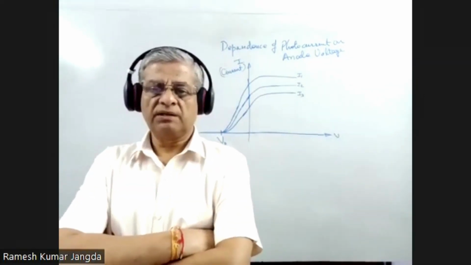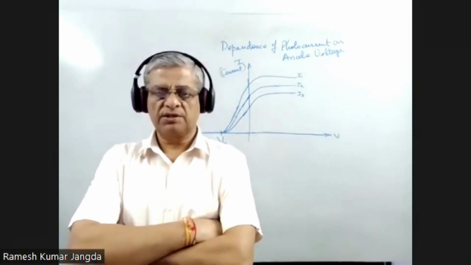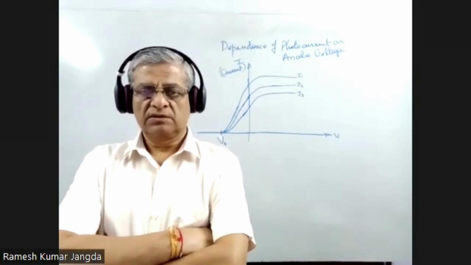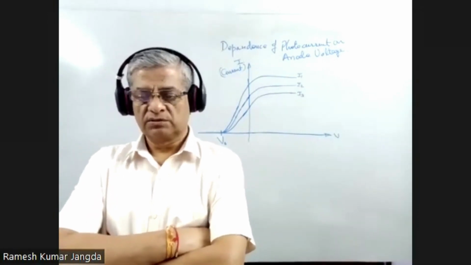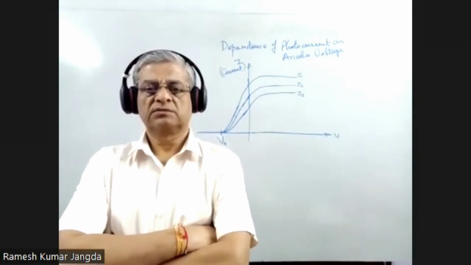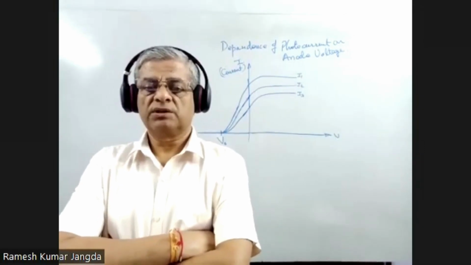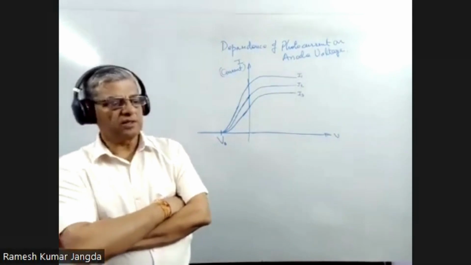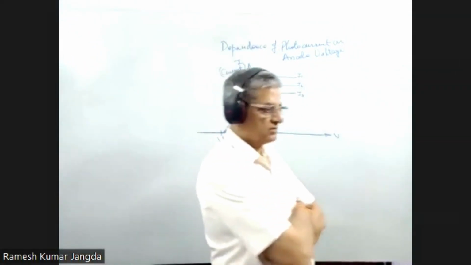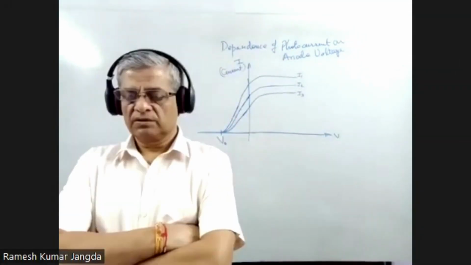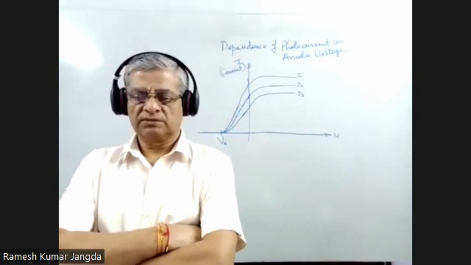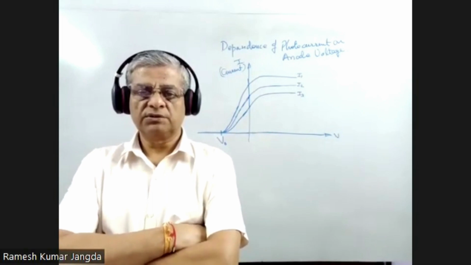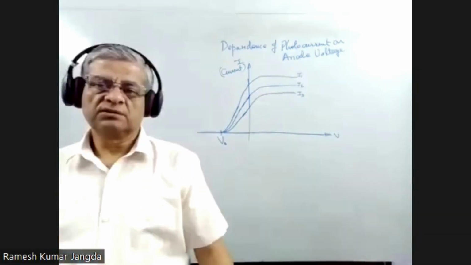Because when we apply reverse potential, that is negative potential to the anode and positive potential to the cathode, the low energy electrons are stopped, decreasing the photocurrent. Applying more reverse voltage further reduces the photocurrent.